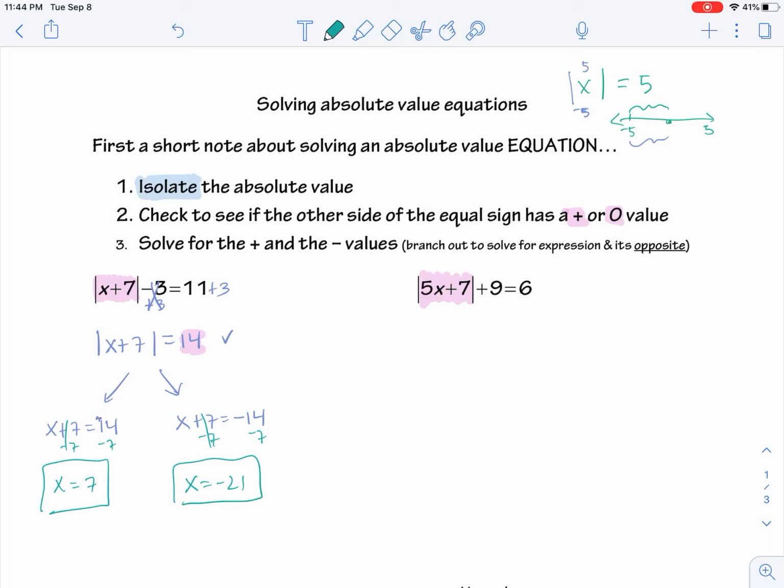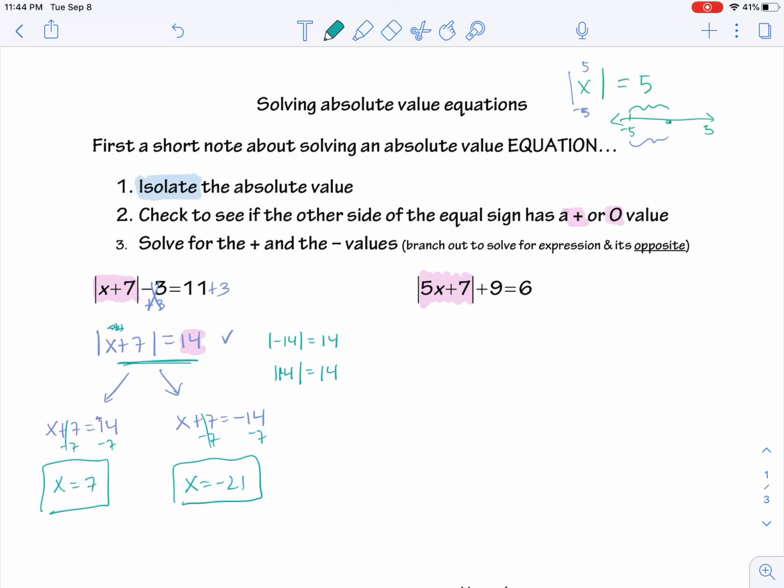If we plug both of these into the original equation, or better yet, plug it in here, it will work. Negative 21 plus 7 is negative 14, and the absolute value of negative 14 does equal 14. And likewise, if you plug in regular 7 here, you're going to get 7 plus 7 is equal to 14, and the absolute value of 14 definitely equals 14.